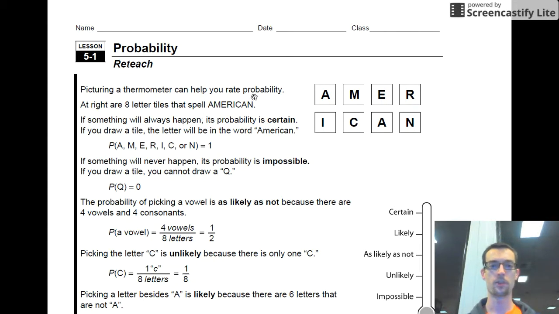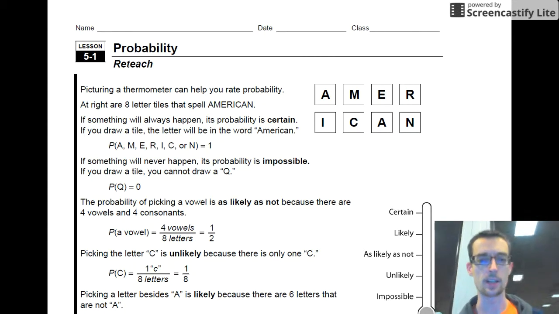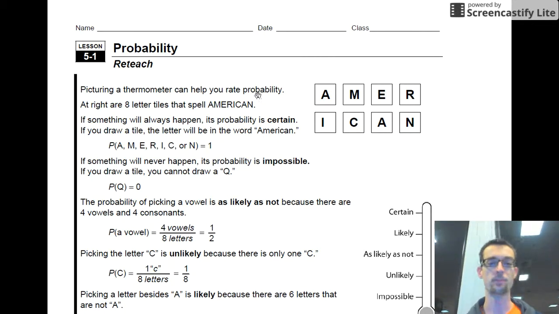So picturing a thermometer can help you rate probability. There are 8 letter tiles that spell American. If something will always happen, you know it is going to happen, its probability is certain. So if we draw a tile from these 8 tiles, the letter will be in the word American. It has to be. So we write that the probability of A, M, E, R, I, C, or N equals 1. It's 100% certain. 1 is 100%.